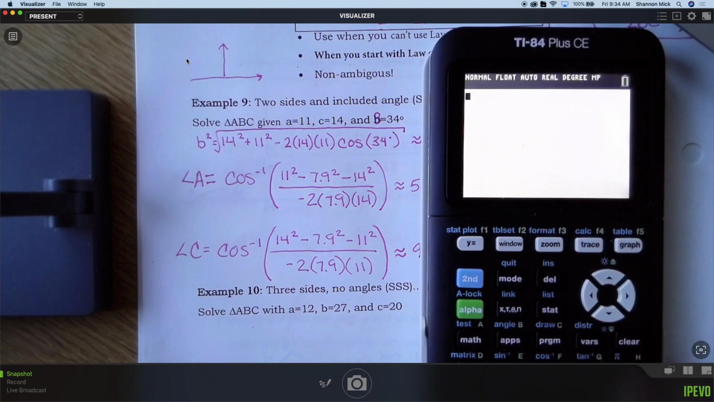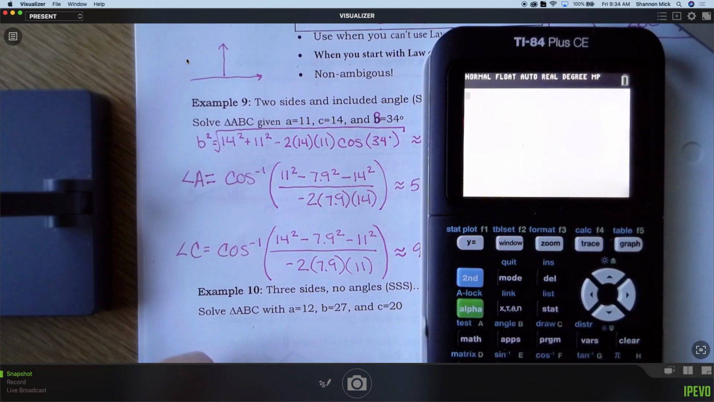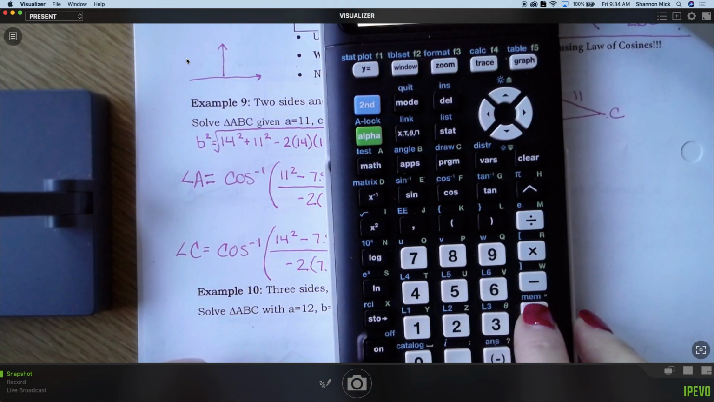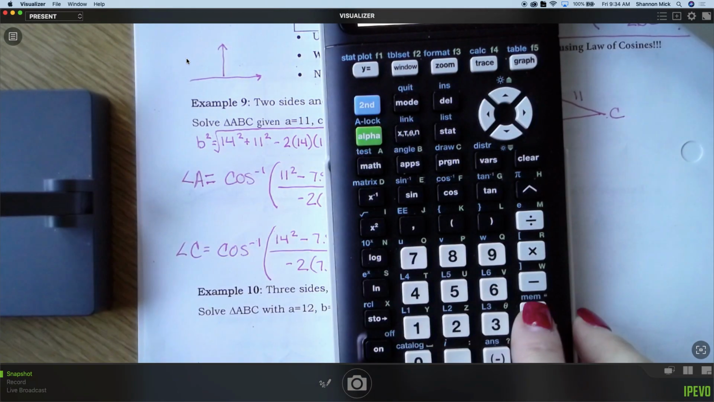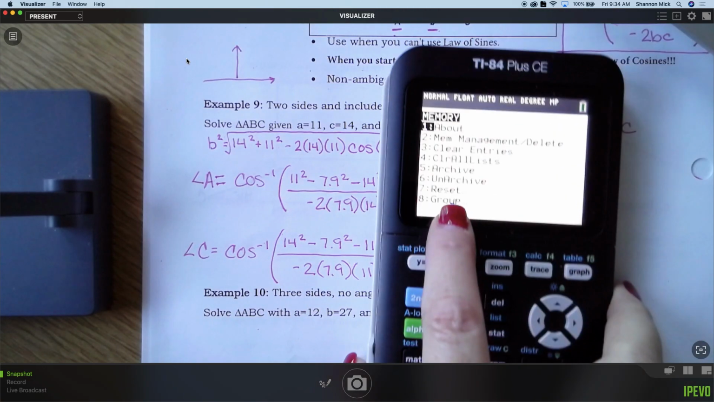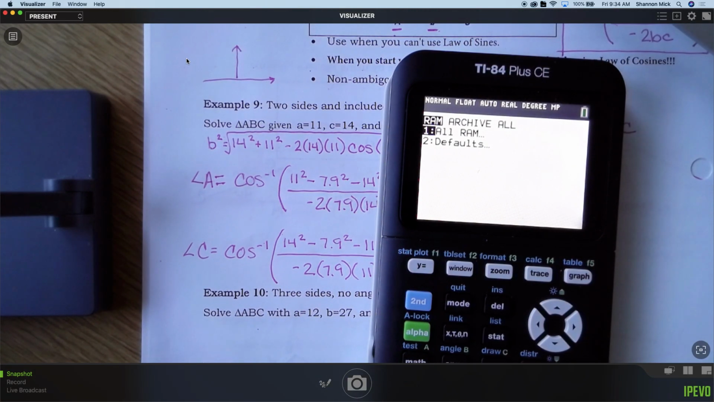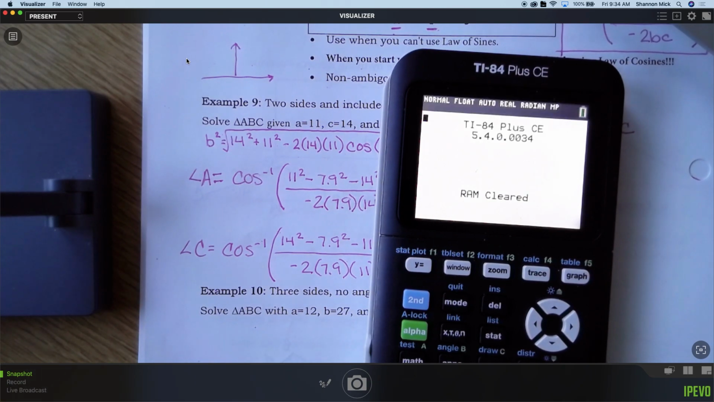You can reset them. Right here it says memory. You hit second memory, and then it says reset and all RAM, and you hit 2, and it clears all your lists and everything. So now all my lists that were there, I don't have.